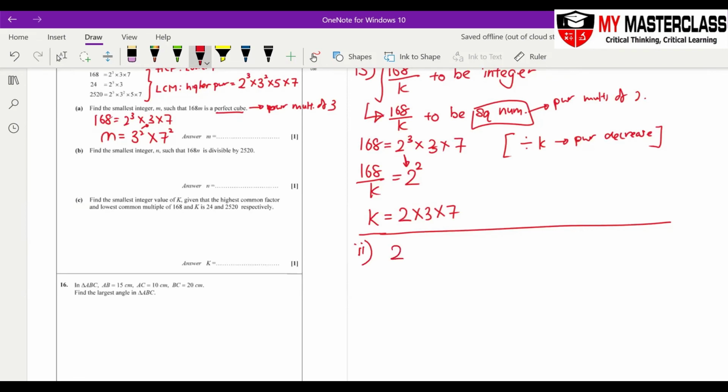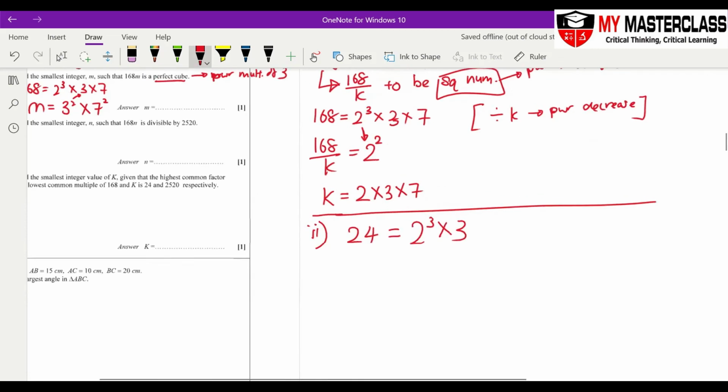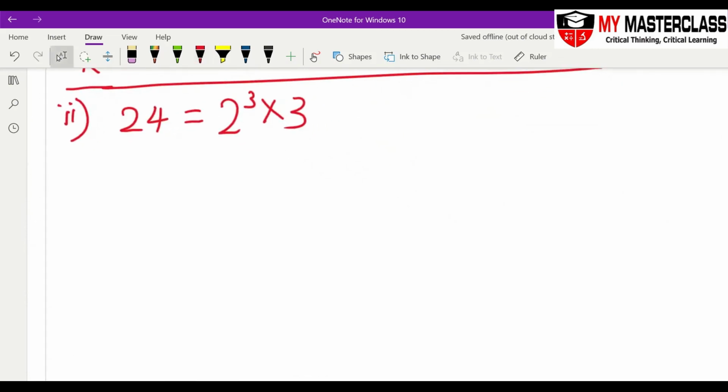Let's say I use 24. Okay, can you look here? It's equal to 2 power 3 times 3. Okay, so the 24 is equal to 2 power 3 times 3. Let's say I want 24 times m over n to be, question 15, a perfect square.